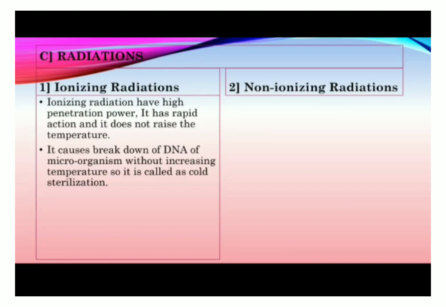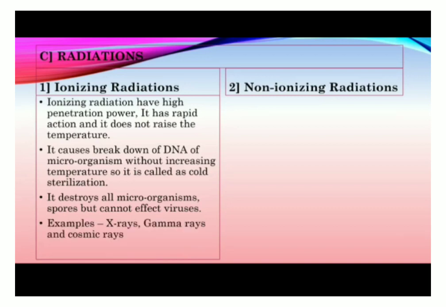Now here what happens, these radiations break down the DNA of that microorganism so that lysis of cell takes place, and during this procedure the temperature remains steady. So it is also called as cold sterilization. It destroys all microorganisms as well as resistant spores, but it cannot affect the viruses. Examples are X-ray, gamma rays and cosmic rays.